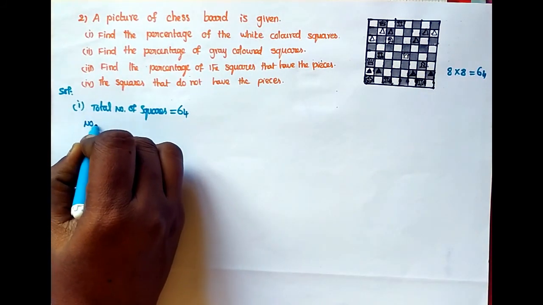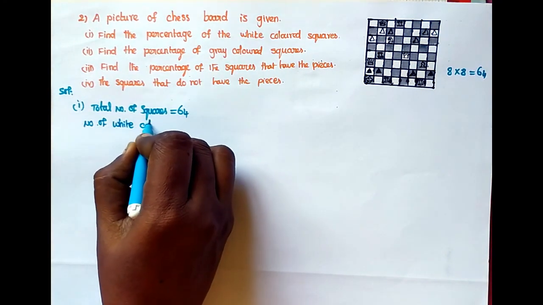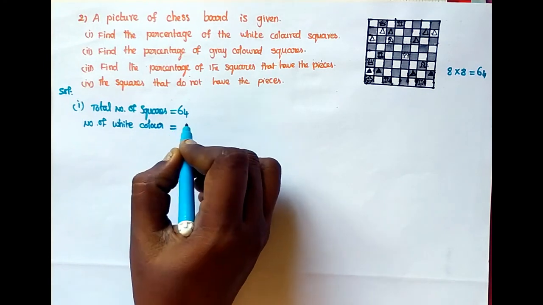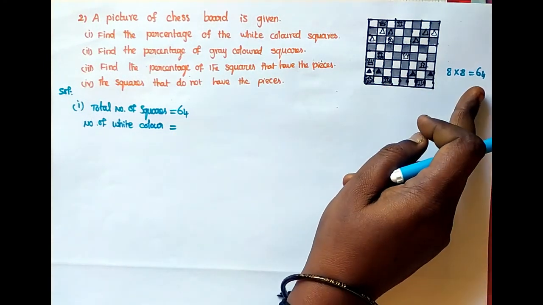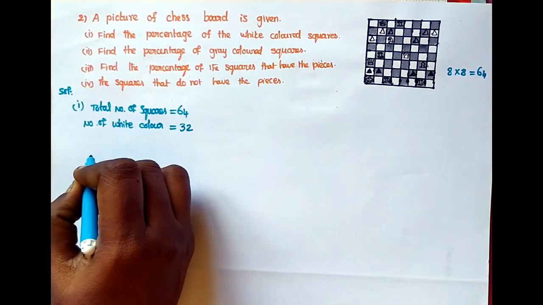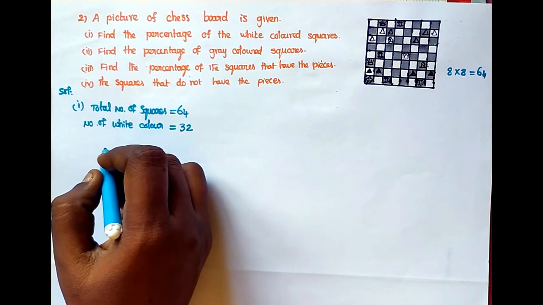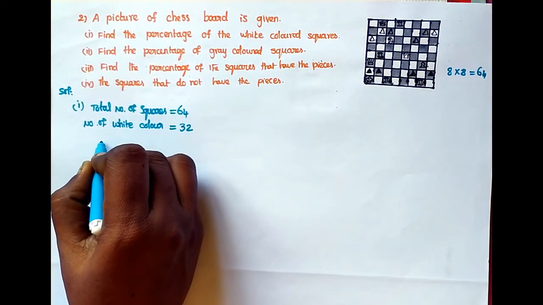Now the number of white colored squares is half of that. So 64 by 2, that is 32 were white color. Now they ask for the percentage.